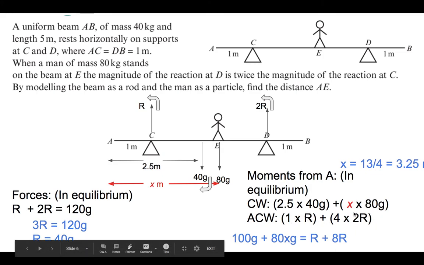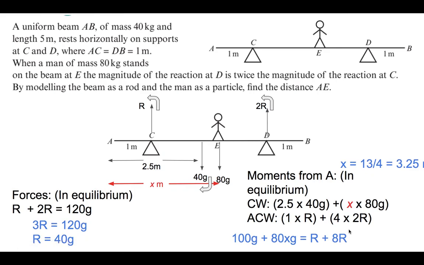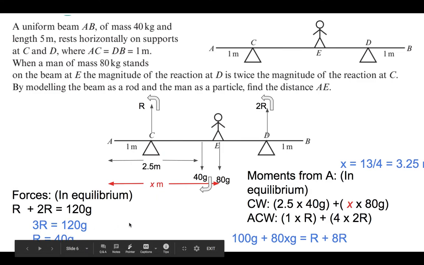equal to R plus 8R. So simplifying that, I've got 100G plus 80xg is equal to 9R. Don't forget that I know what R is. Sorry, the menu's just appearing. I know that R is 40G. So if I've got 9R, that's going to give me 360G.